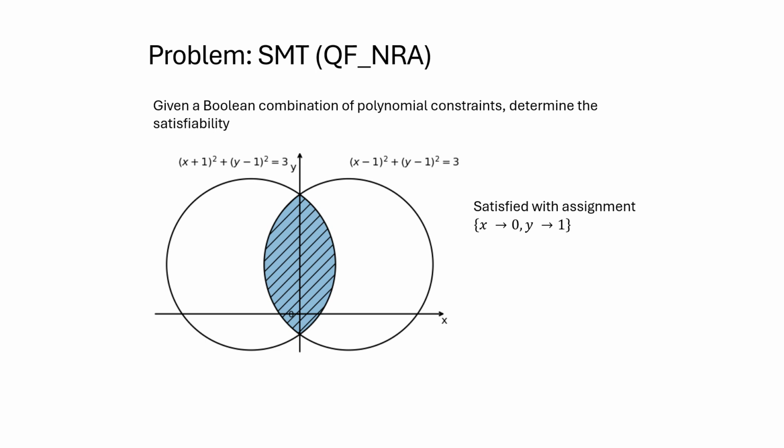The problem of SMT-QFNRA is that given a Boolean combination of polynomial constraints, we want to determine whether the formula is satisfiable under any assignment or is unsatisfiable. Given the two circles in the picture, the satisfiable space is pictured as the blue area, and this constraint can be satisfied under the assignment that x equals 0 and y equals 1.